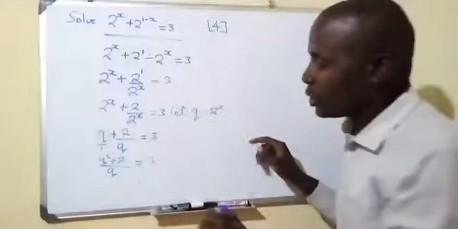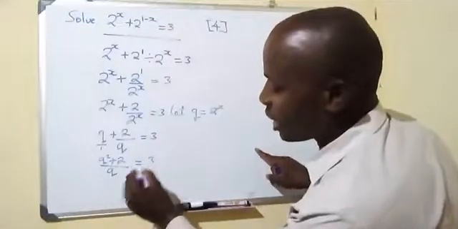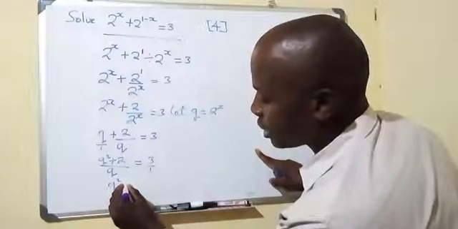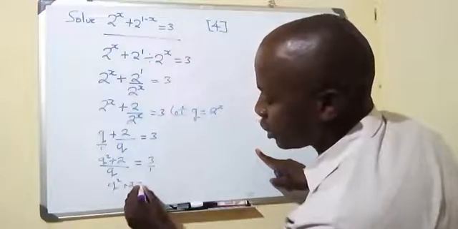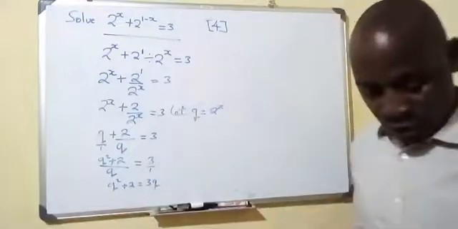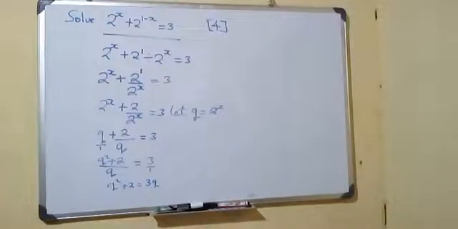Then now we cross multiply there. We are going to have Q squared plus 2 is equal to 3q. It is equal to 3q.